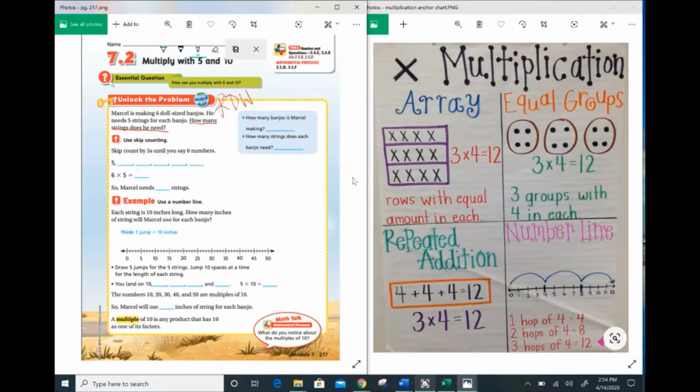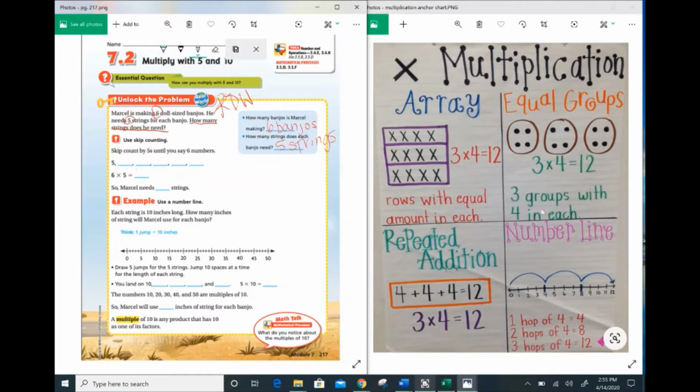So I already read it. If we look up here, it says, how many banjos is Marcel making? So I know he's making 6 banjos. The next one is asking me how many strings each banjo needs. It says 5 strings.